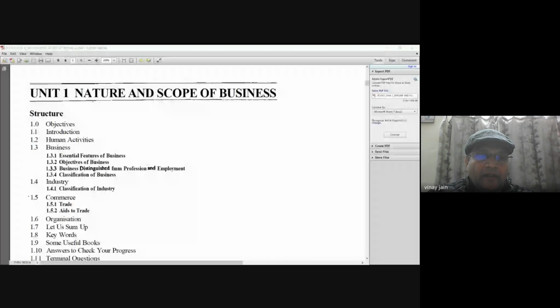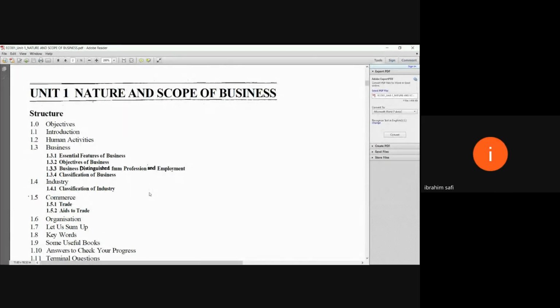I'm going to share a screen with you. I suppose you are able to see the screen, the notes, the PDF file. Are you able to see? Yes, sir, we are able to see the screen.